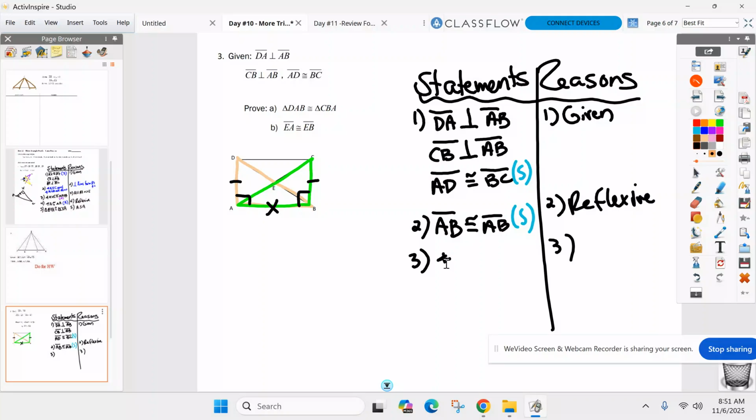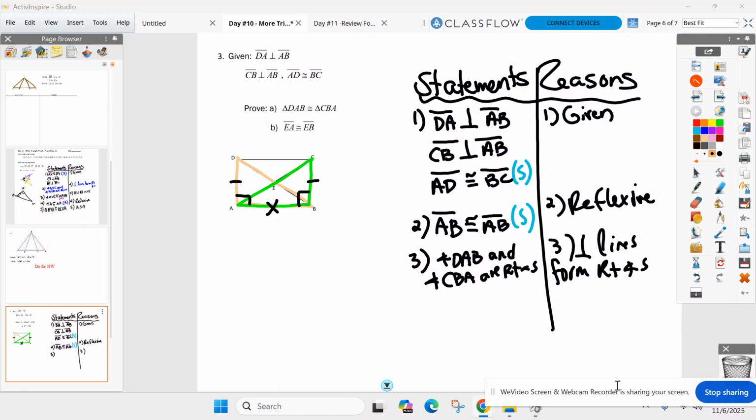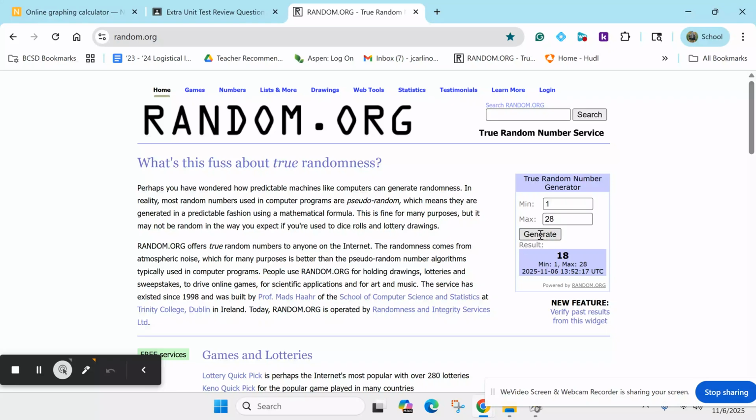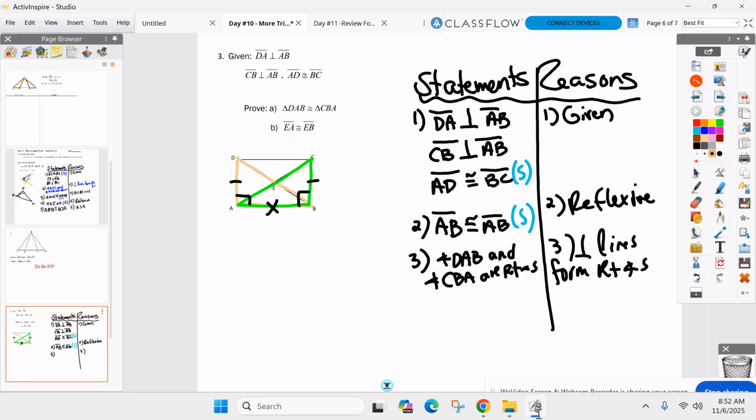Angle DAB and angle CBA are right angles. Perpendicular lines form right angles. What do I still need to know about those right angles, regardless if an HL proof or not here? John Carlo, what do I still need to know about the right angles? Darn right they are.